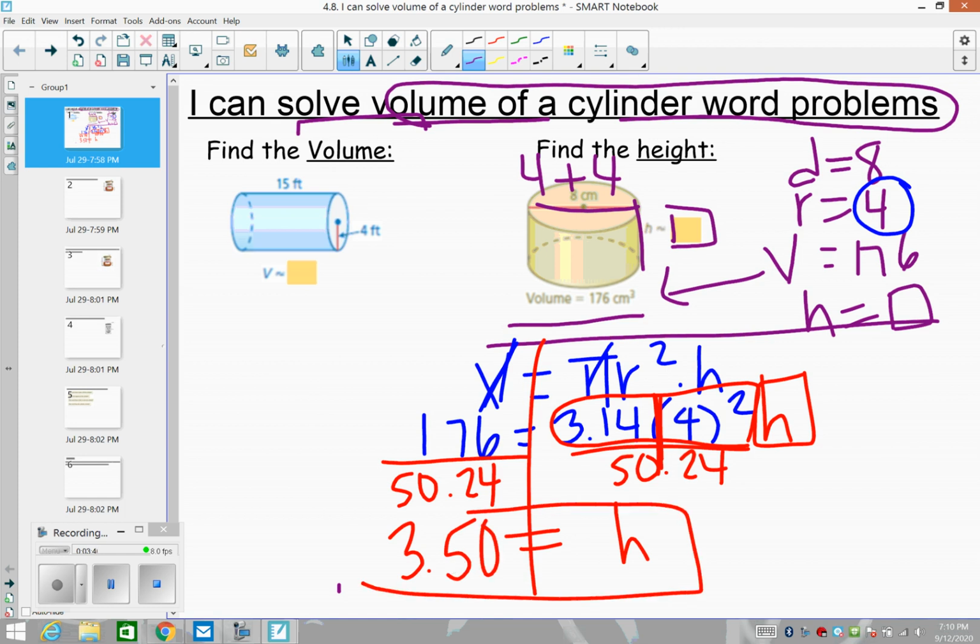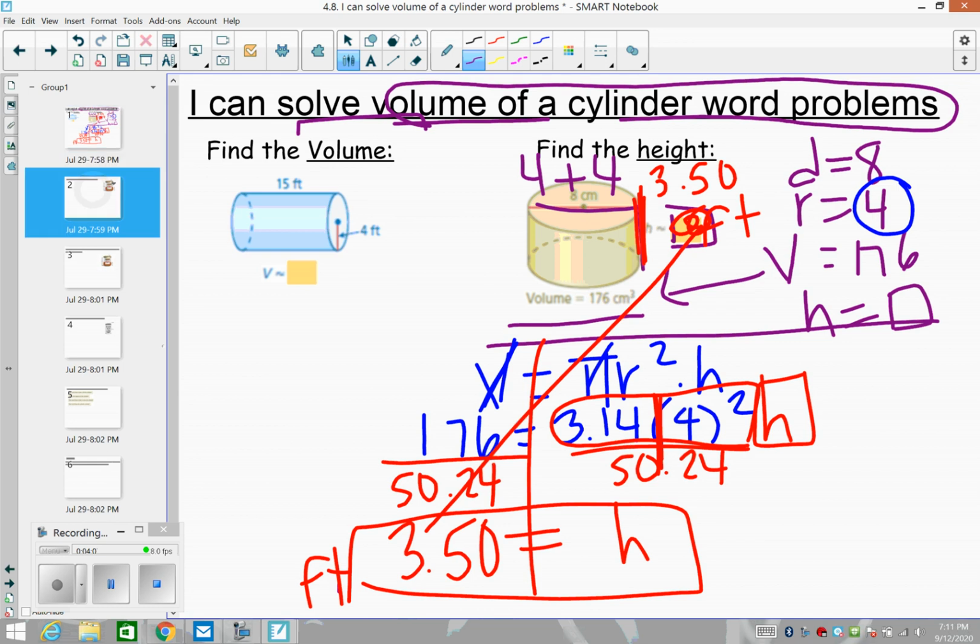So 3.50 feet is the what? It's the height. It is the height of this cylinder, 3.50 feet. So what we did there is we used build house, build fence, clean yard to isolate the variable h and find the value of h. That's what I mean by some word problems today. There's going to be some different entry and exit points to the problems. Let's take a look at the next question.